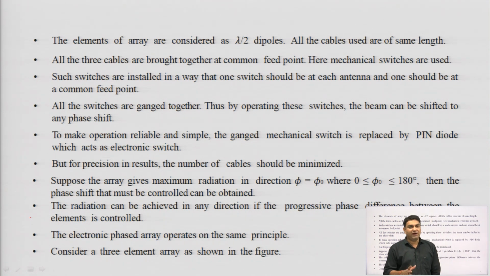The elements of the array are considered as lambda by 2 dipole antennas, not hypothetical isotropic radiators or point sources. So, practically, in the phased array case, we take the antenna elements as lambda by 2 dipole antennas, and all the cables used are of the same length. All the 3 cables used to form the phased array system are brought together at a common feed point. Here mechanical switches are used to define the feed system, the excitation system, in such an antenna array system.